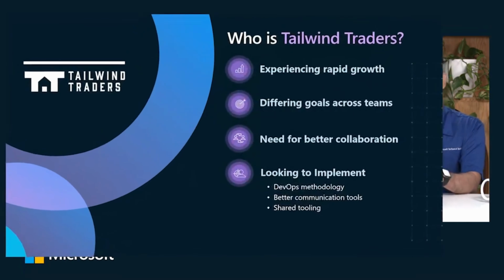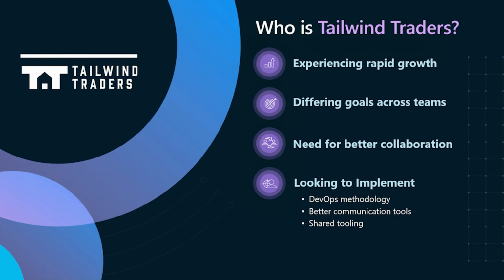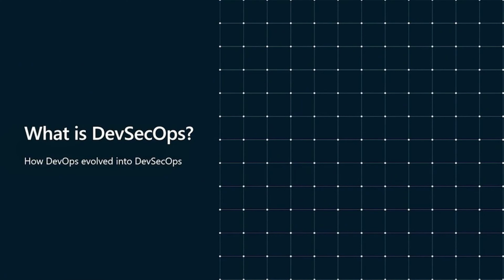Now, let's consider this scenario where you're working for a company called Tailwind Traders. They're growing rapidly. And as a result, senior members are seeing different goals across teams, which is causing challenges in collaboration and communication. Their response: they heard about this new fancy thing called DevOps that will help them better their communication and sharing. And they want to implement DevOps. But now, what is DevOps?